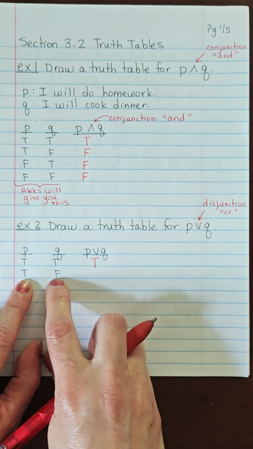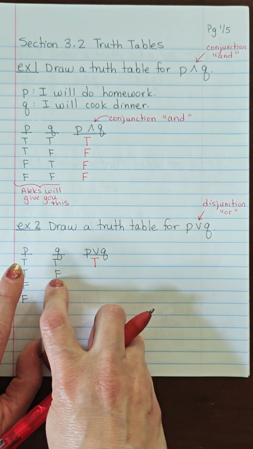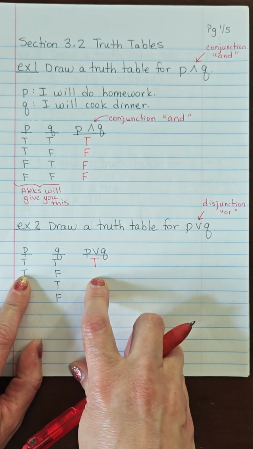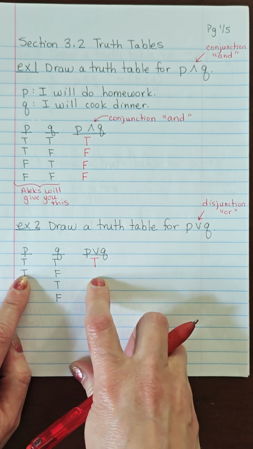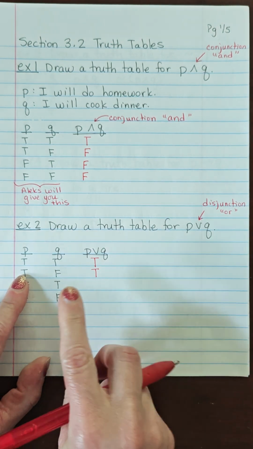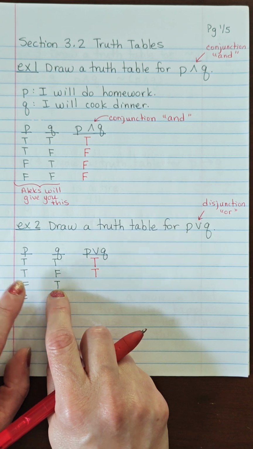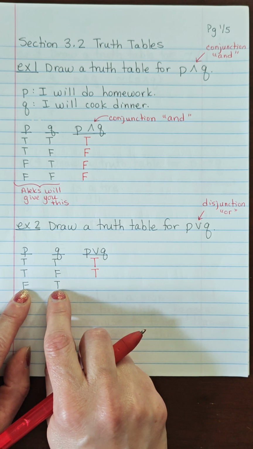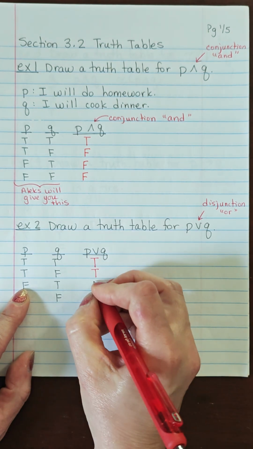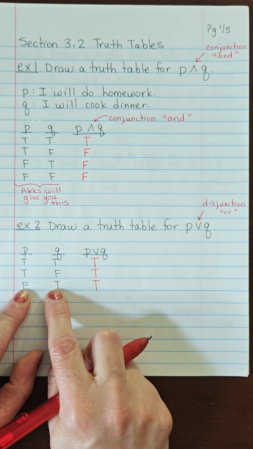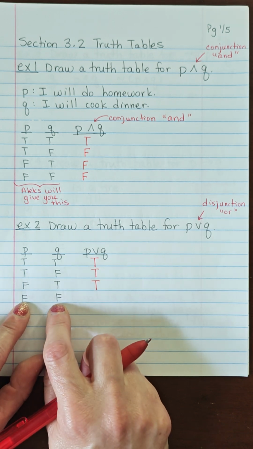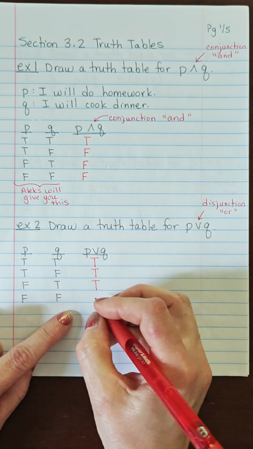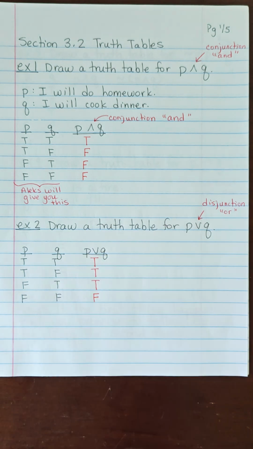All right, let's go down one. True here means he did his homework, but he didn't cook dinner. Did he do what I asked? Yeah, I just asked him to do one or the other or both. So yeah, he's good. Come down to the next line. He did not do his homework, that's the false, but he did cook dinner. That's good. I asked him to do one or the other or both, so he did one or the other. Down here, false, false. Now he didn't do his homework, nor did he cook dinner. So now we're false because I asked him to do one or the other or both.